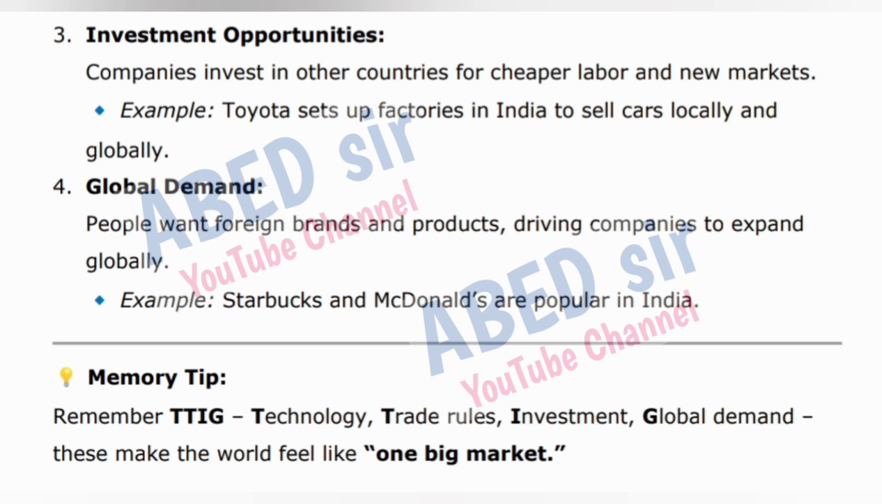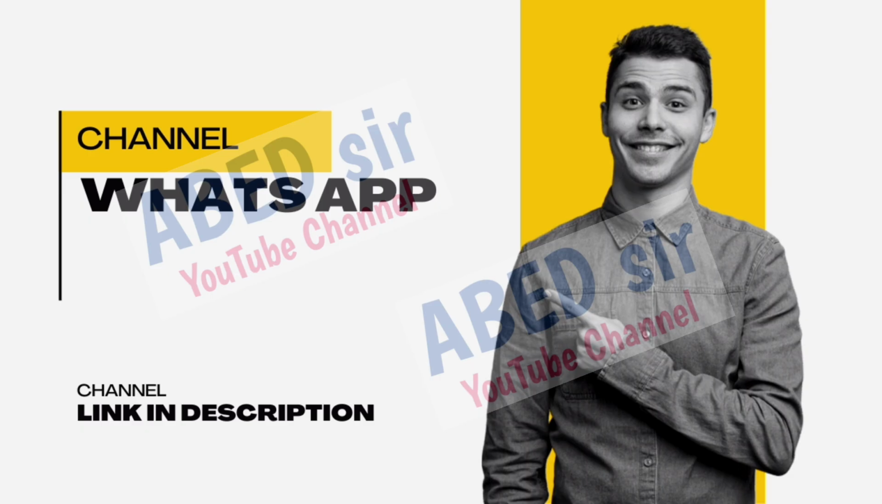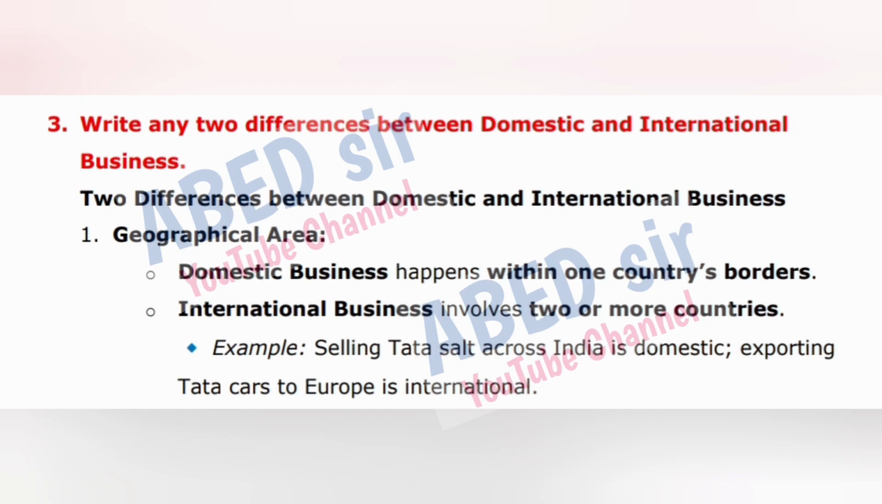Memory tip: remember TIG, technology, trade rules, investment, global demand. These make the world feel like one big market. Next important short question is: 3. Write any two differences between domestic and international business. Two differences between domestic and international business.